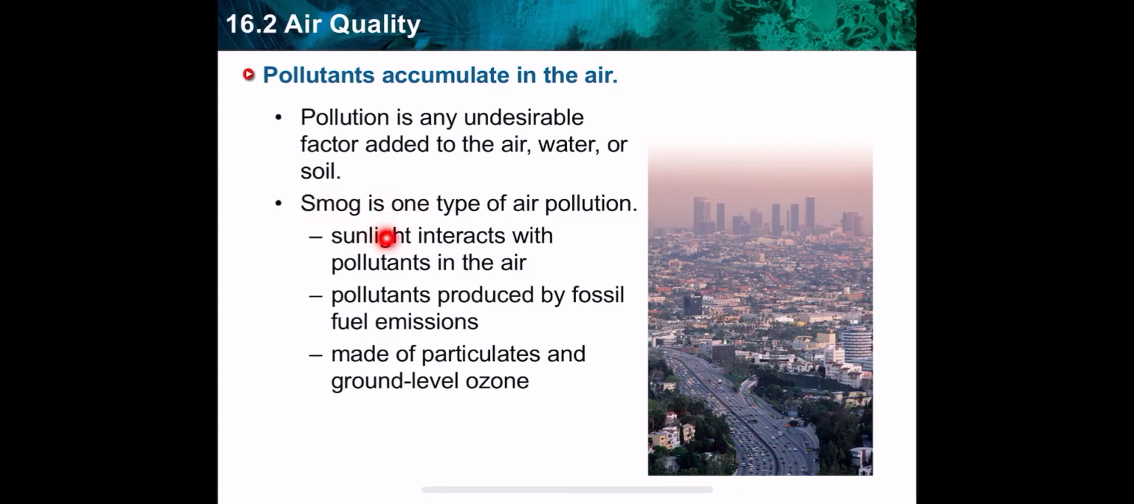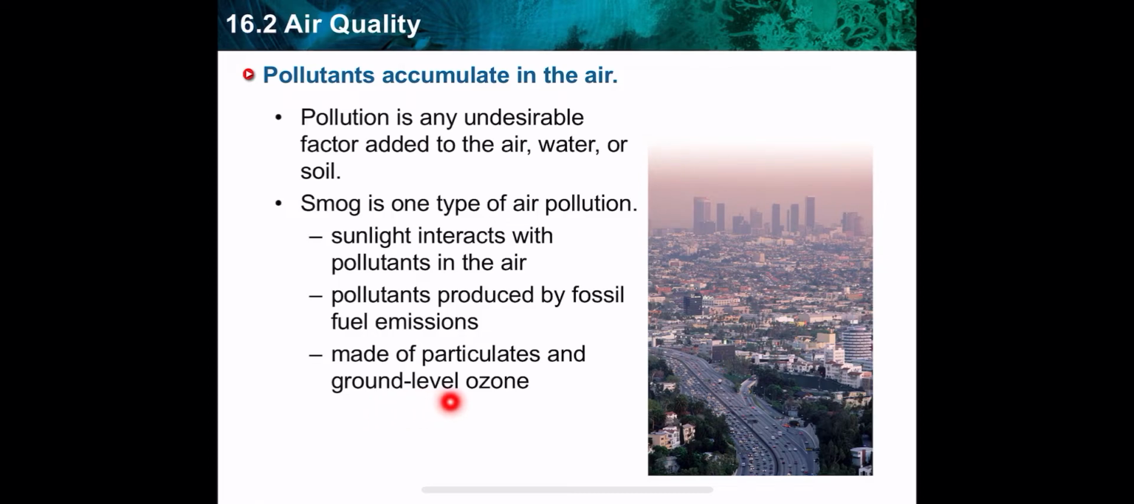One of the types of air pollution is the formation of smog, and this smog is caused by vehicle exhaust due to combustion of fossil fuel. Sunlight will interact with the vehicle exhaust plus ground level ozone. Ground level ozone is also caused by vehicle exhaust emissions plus sunlight.